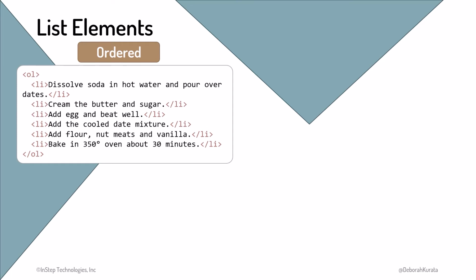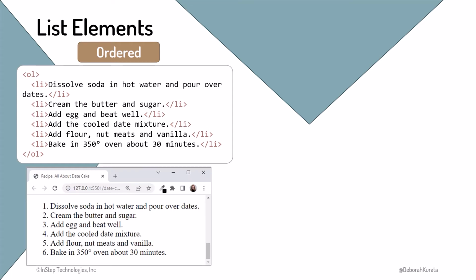The OL element defines an ordered list, which by default is displayed with numbers. Use an ordered list when the items have an order, such as a set of directions or steps in a recipe. Each item in the list is defined using an LI or list item element, nested within the OL.